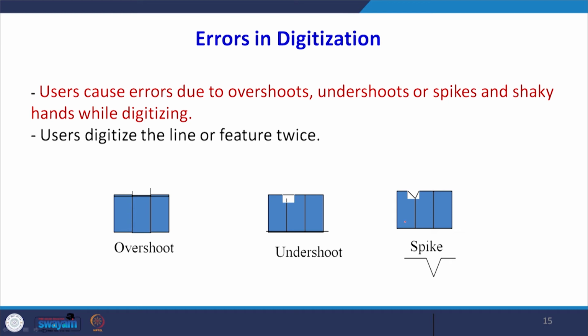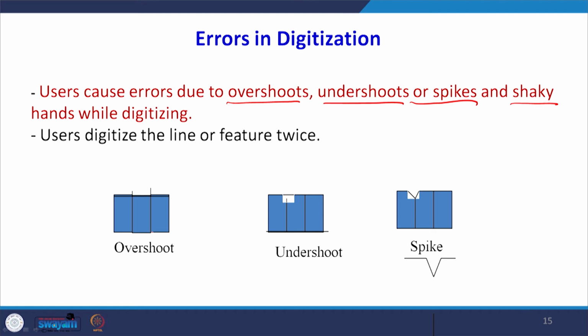This digitization is also known as the heads down digitization, because your head is always down looking at the map, and you are identifying the feature and carrying out the mapping work. So if your hand is shaky, then you create certain errors while you are digitizing the features. If the lighting conditions are poor on the table, then also you can have some kind of error. The errors could be overshoots or undershoots, or you can have spikes while you are digitizing a straight line. Suddenly there is a spike, due to shaky hands while you are doing the digitization work.